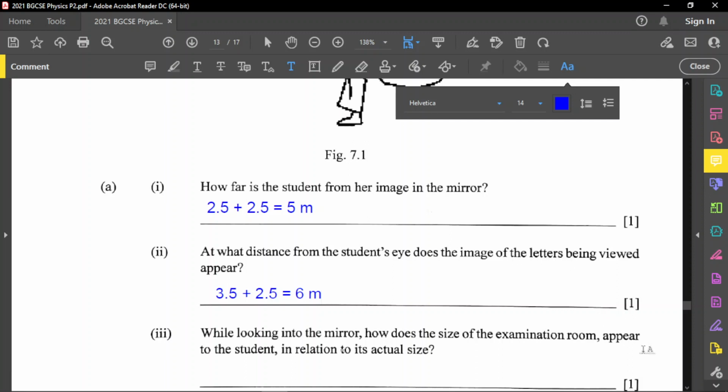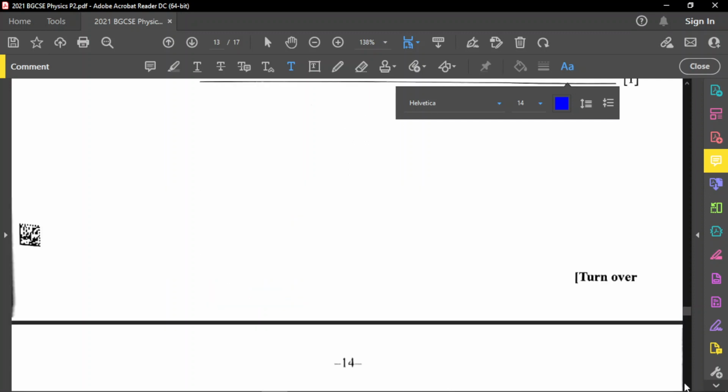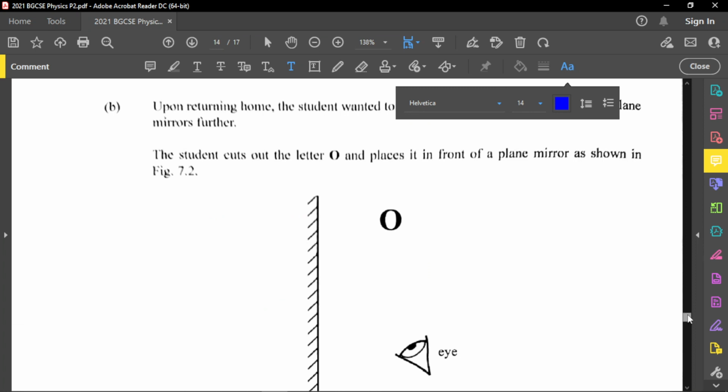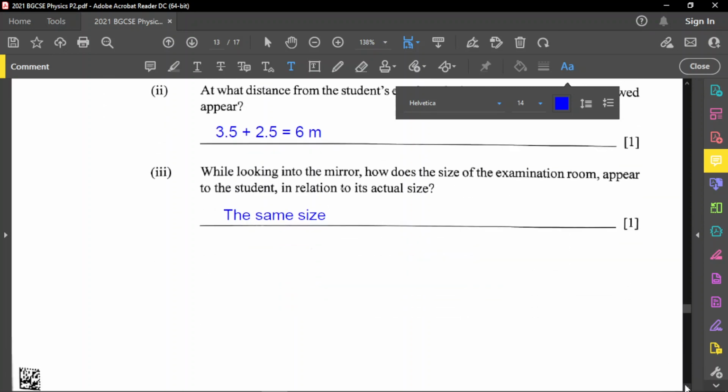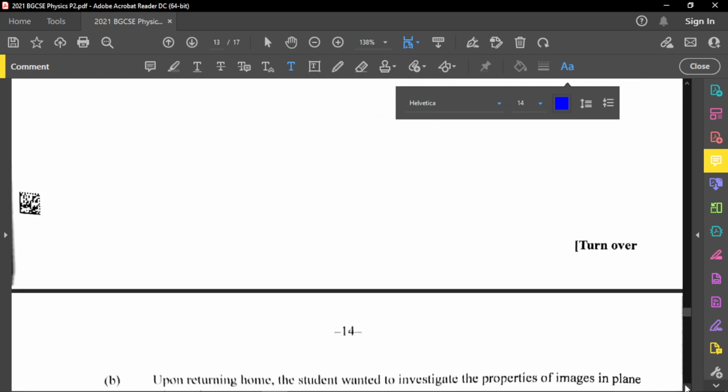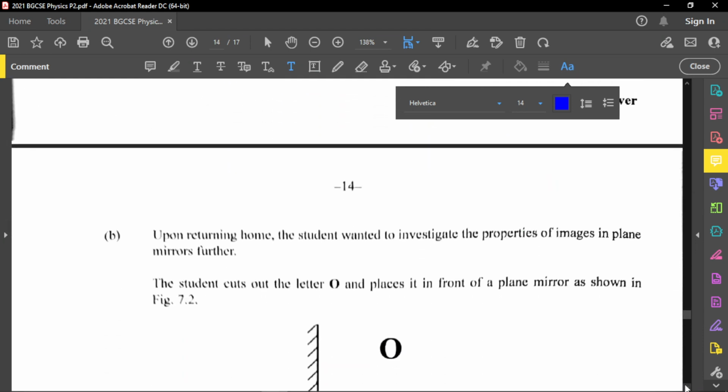All right, let's go to the next question. I've gone too far, it's right here now. While looking into the mirror, how does the size of the examination room appear to the student in relation to the actual size? For a plane mirror, image and object are the same size, so this will be the same size. Nothing will change. In a plane mirror, everything looks the exact same size. The only difference is that you have a lateral inversion taking place, but it will be the same size.